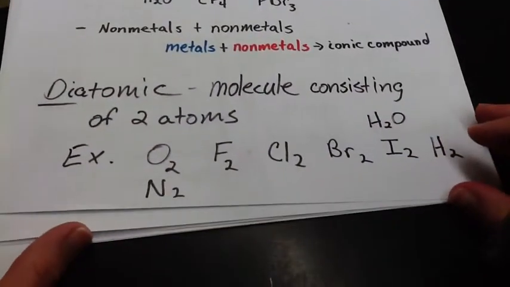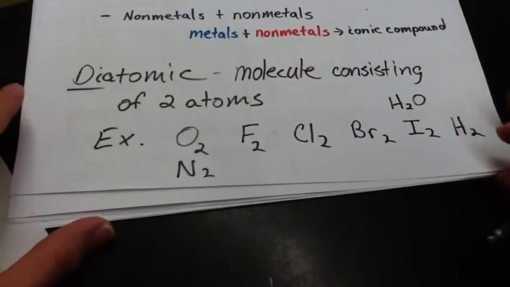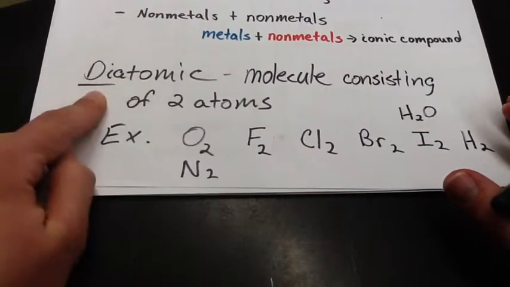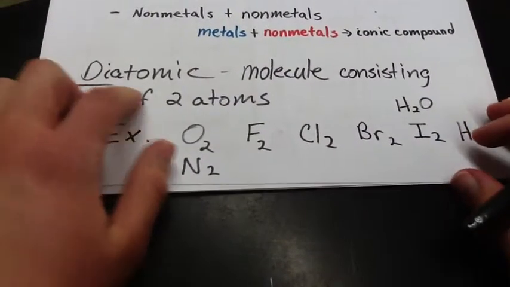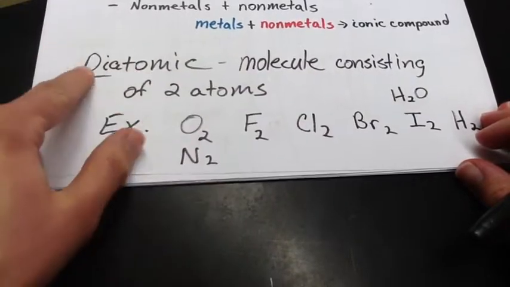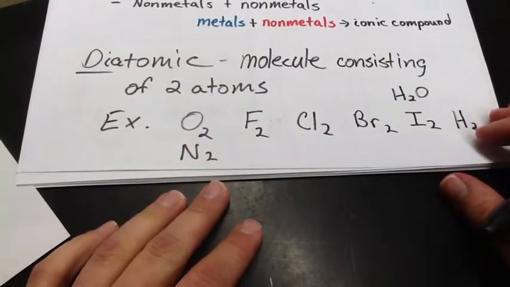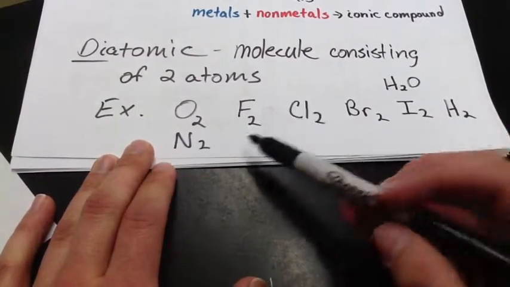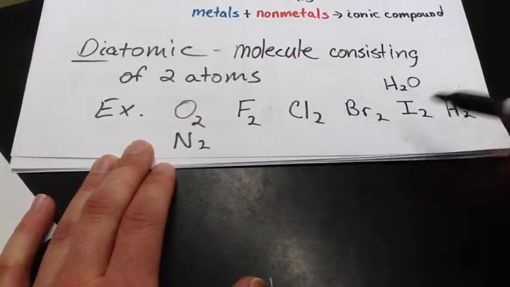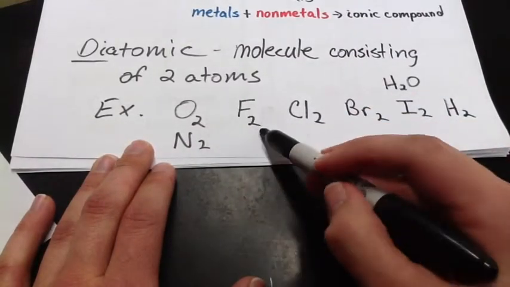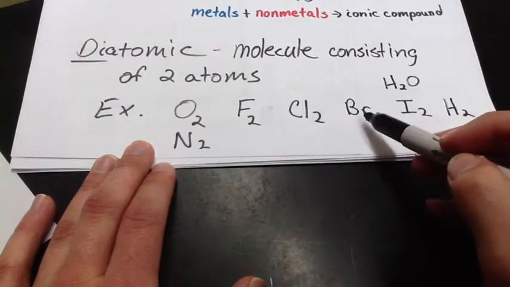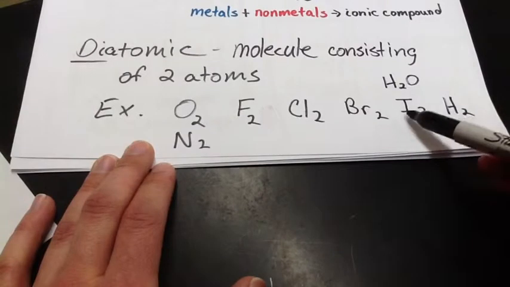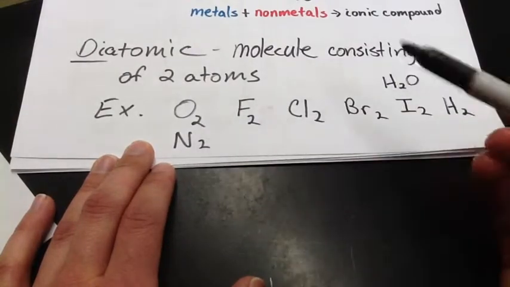Now, a special type of molecule, I guess you can say, somewhat. This is going back to the monatomic. There's something called diatomic that you need to learn, and that's just a molecule consisting of two atoms, di meaning two. Hopefully you can remember that. And there are 7 diatomic atoms that you need to remember. We have O2, F2, Cl2, Br2, I2, H2, N2. So oxygen, fluorine, chlorine, bromine, iodine, hydrogen, and nitrogen are all diatomics.